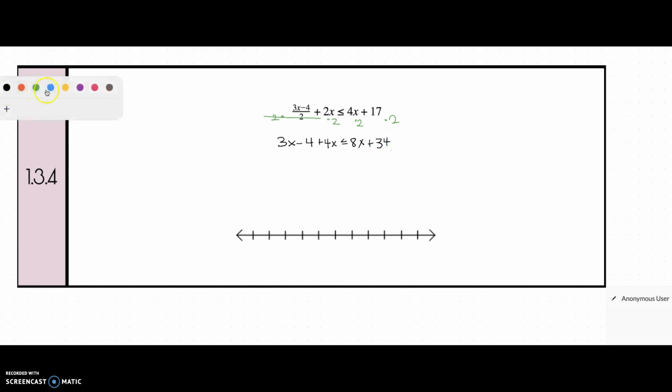So now I notice that on this same side over here I have some like terms. So I want to combine them to give me 7x minus 4 is less than or equal to 8x plus 34. So I know eventually I want to get my variables to the left, so I'm just going to go ahead and move this 8x by subtracting on both sides to give me negative 1x minus 4 is less than or equal to 34.